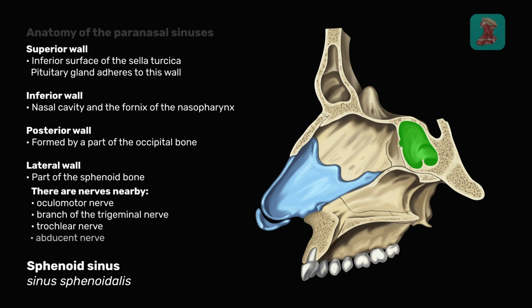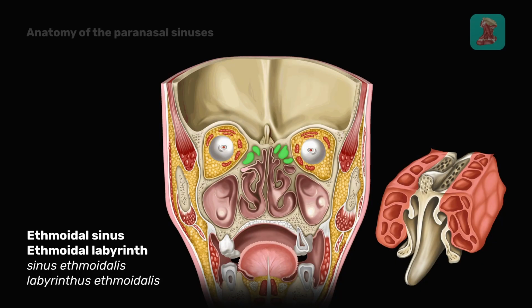There are also a number of nerves, including the oculomotor nerve, the branch of the trigeminal nerve, the trochlear and abducent nerves. Sinuses of the ethmoid bone, or the ethmoid labyrinth. The sinuses of the ethmoid bone are actually cells inside this bone. There are up to 10 on each side. They are formed by thin bone laminae and have different shapes and sizes.